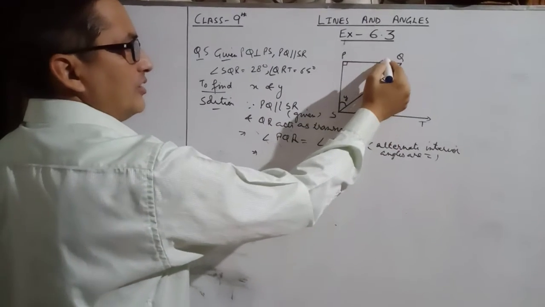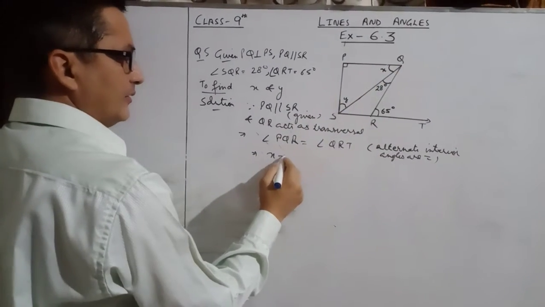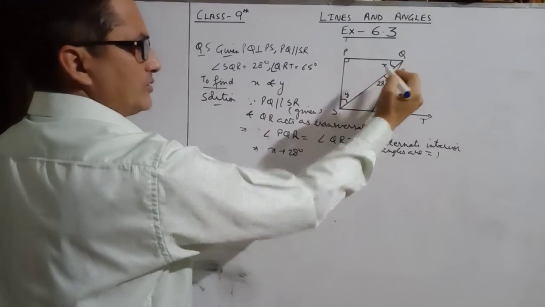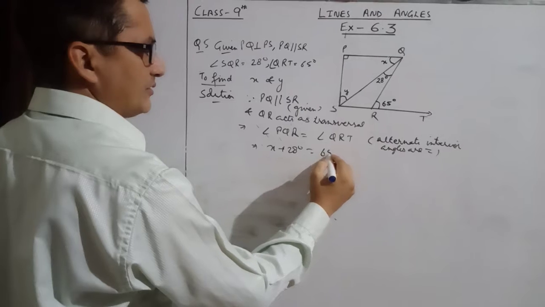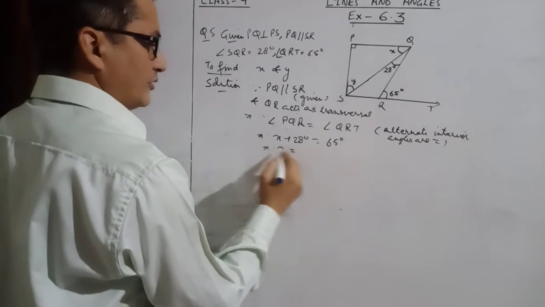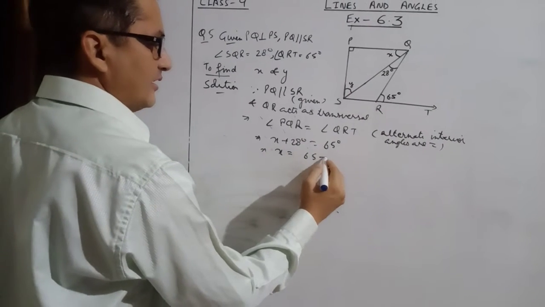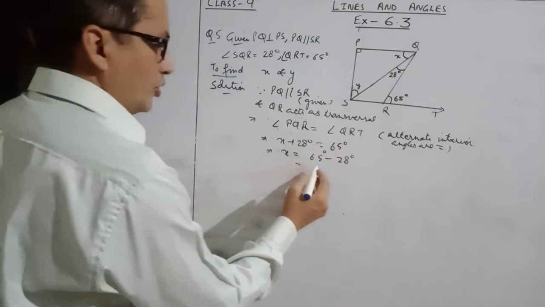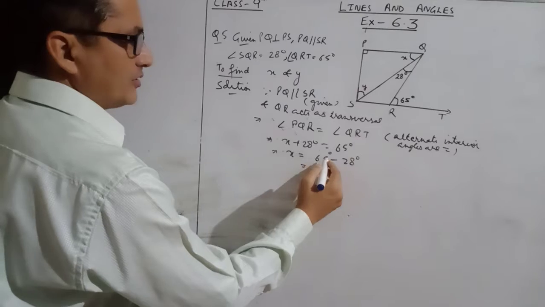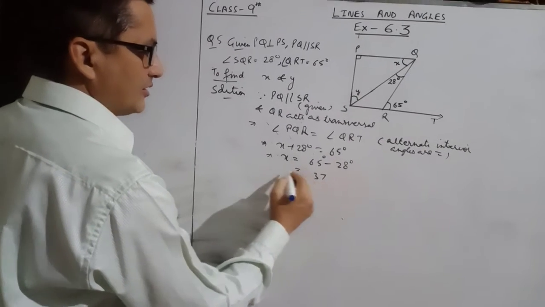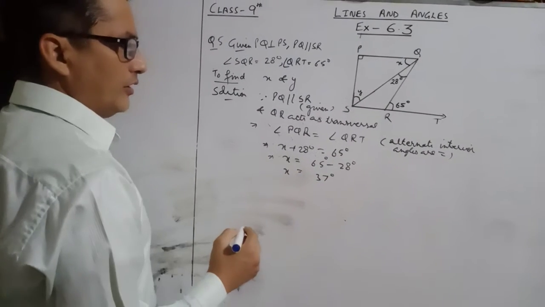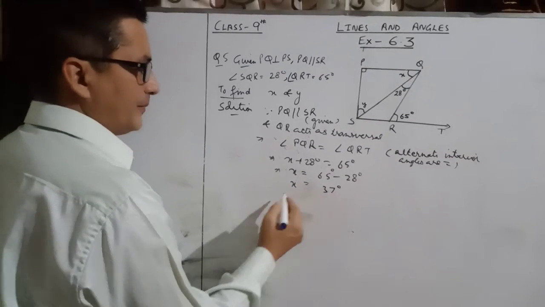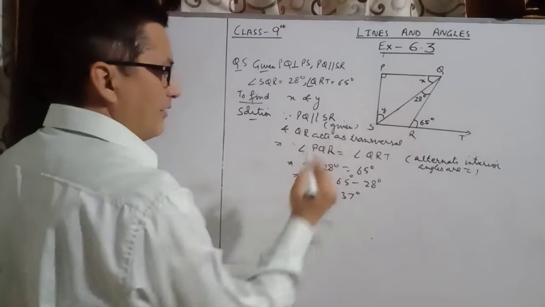Now put the values. PQR is how much? Angle X plus 28, because PQR is a combination of these two angles, and QRT is 65. So therefore X is 65 degree minus 28 degree. So 65 minus 28 is 37. So therefore you can say that angle X is 37 degree. Now X has come, Y also we have to find.